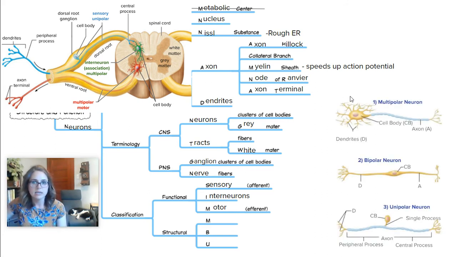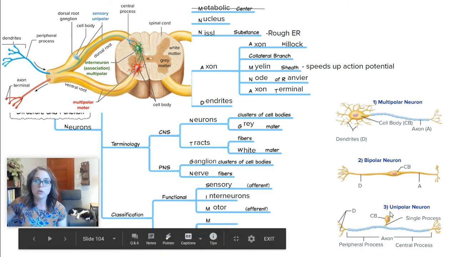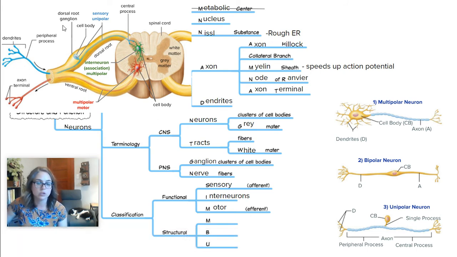All right. And then lastly is our three structural classifications of our neurons. So we have our multipolar neuron, which is probably the main one that we see in the body. The bipolar neuron, much more rare, just in like the nose and the eye. And then the unipolar neuron, which are found on all of our sensory nerves coming in.